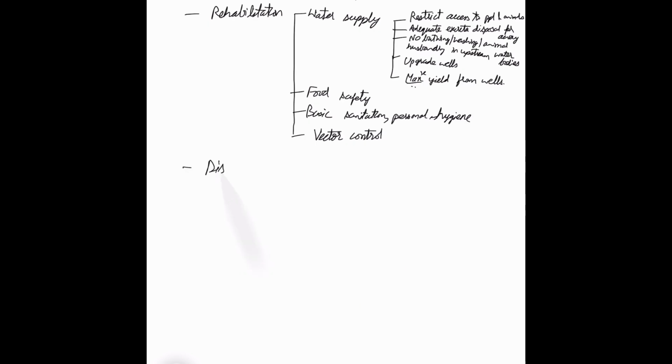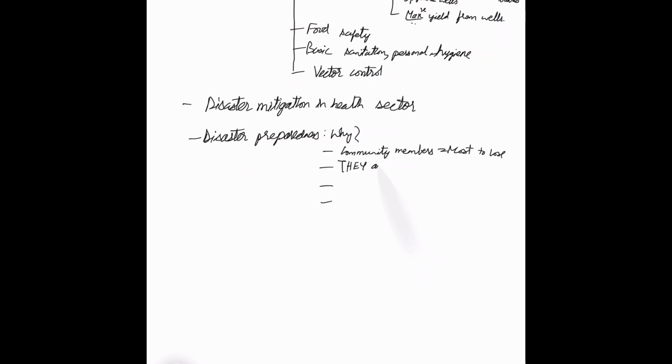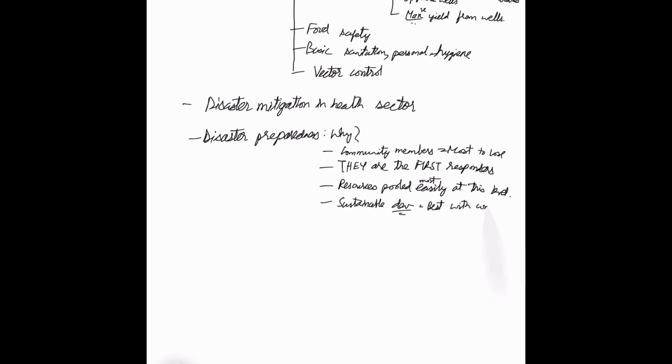We then see how disaster mitigation influences events occurring in the health sector, and then we move on to disaster preparedness. Why should we be prepared? Community members have the most to lose in an area when the disaster strikes their area, and of course, they are the first responders to the situation. Resources can be pooled most easily at this level, and sustainable development is best with community involvement.